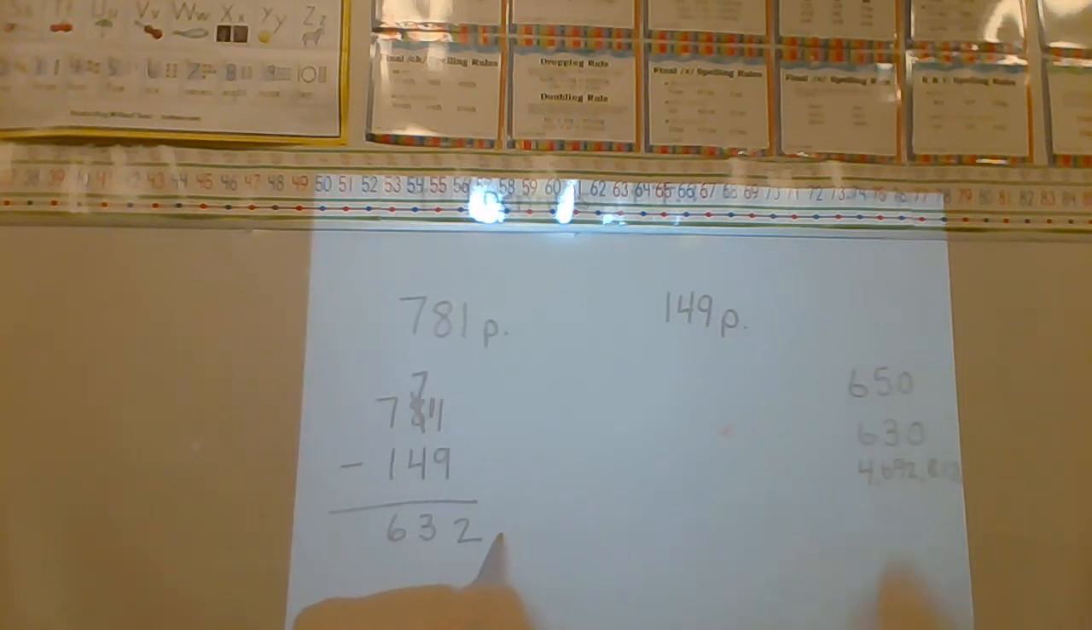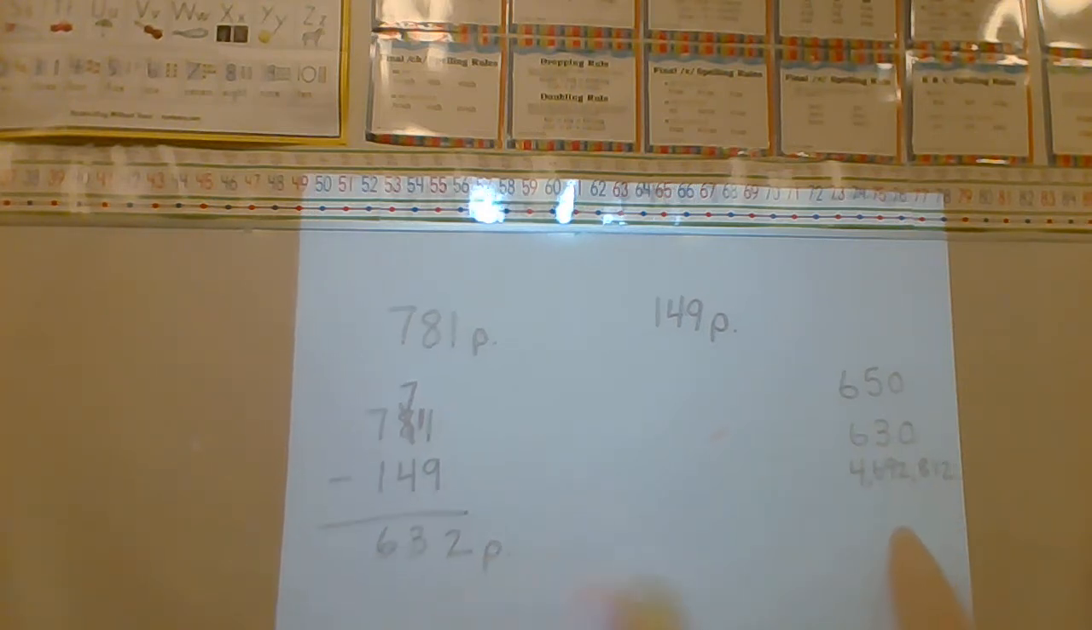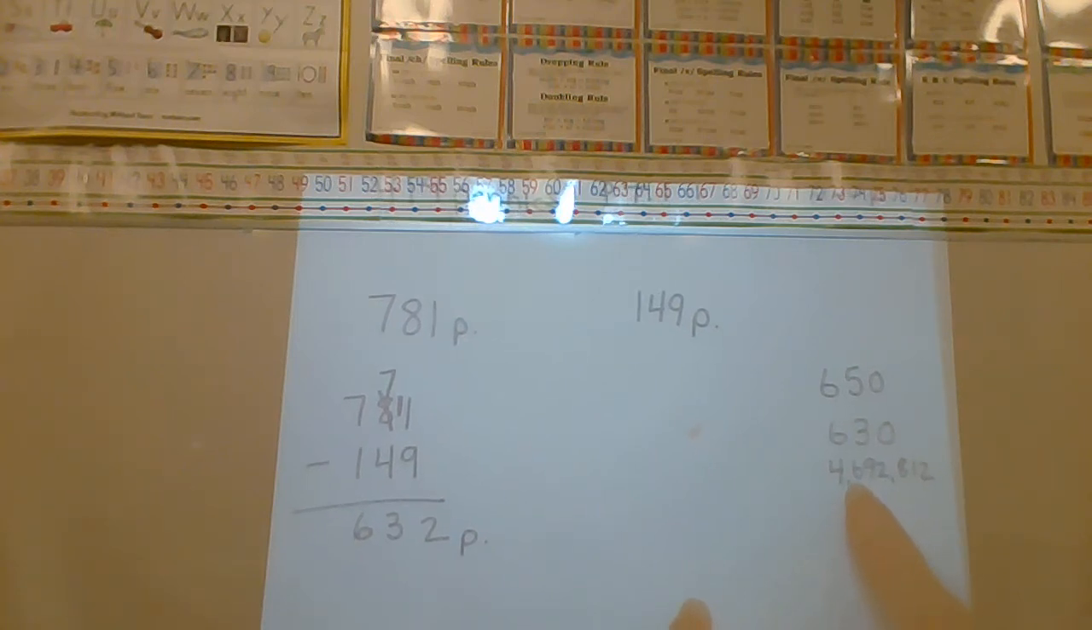3. And what's 7 minus 1? 6. Whoa, who guessed 630? That is a very, very good guess because we had 632 pennies. Who guessed 4,692,812? Yeah, you were wrong.